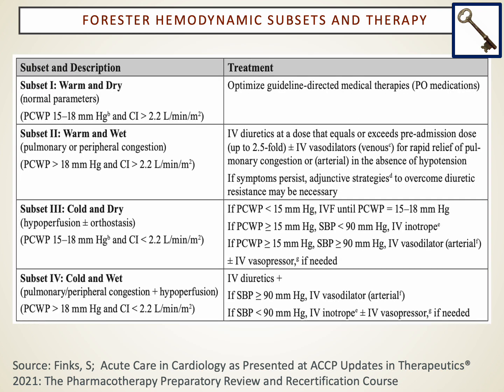Here's what you do. If they're warm and dry, you just do the guideline-directed medical therapies that they're on. They're good. They're not in your ICU with acute decompensated heart failure if they're warm and dry. If they're warm and wet, diuretics. If they're cold and dry, then you're going to titrate them maybe with a vasopressor or an inotrope, depending on what you need. But they may be candidates for an inotrope. We're going to be really careful about whether we really need to use that or not. And if they're cold and wet, you throw the kitchen sink at them.